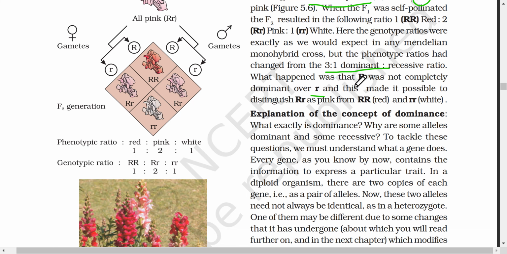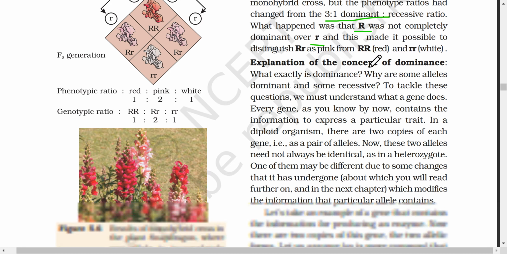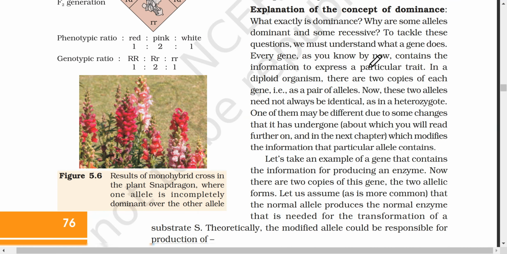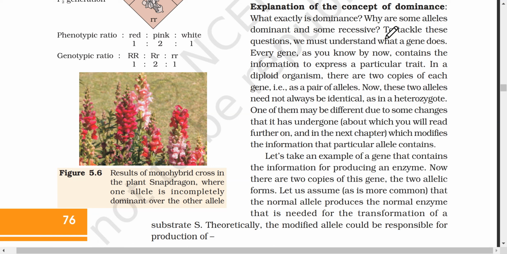यानी R पूरी तरीके से dominance दिखा ही नहीं पाया and made it possible to distinguish R small r as pink from capital R red and small r white. There was no complete dominance. अब क्या था concept इसके पीछे? What exactly is dominant? Why are some alleles dominant and other recessive?